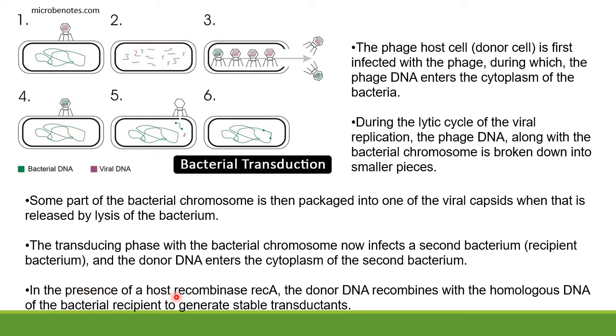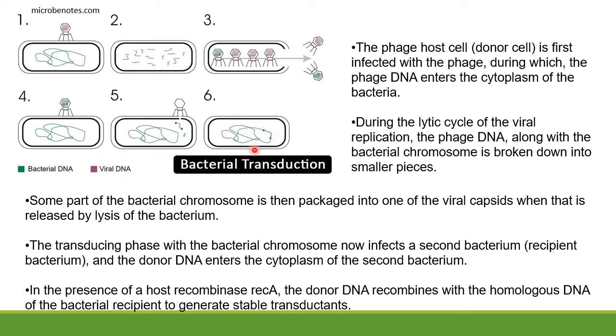In presence of a host recombinase Rec-A, the donor DNA recombines with the homologous DNA of the bacterial recipient to generate stable transductants. Okay, so now once the bacterial DNA is released into the cytoplasm of the cell, in presence of host recombinase Rec-A, the donor DNA recombines with the homologous DNA from the chromosomal DNA of bacteria, and it gets incorporated or integrated into it.